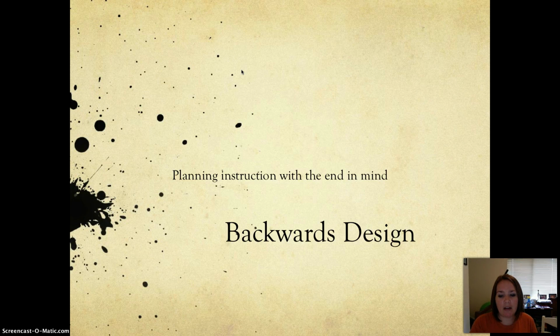That being said, the district has asked us to revamp the way we approach our curriculum and our lesson planning. We're going to be starting a new approach to this lesson planning that's called backwards design. Backwards design is planning our lessons by thinking about the end results.